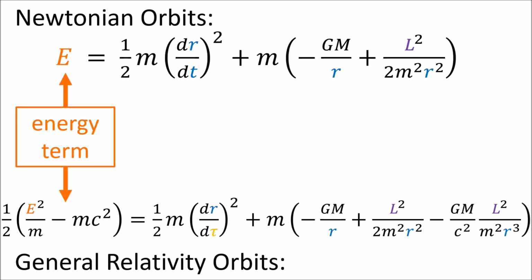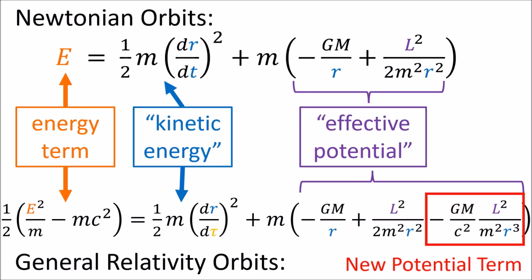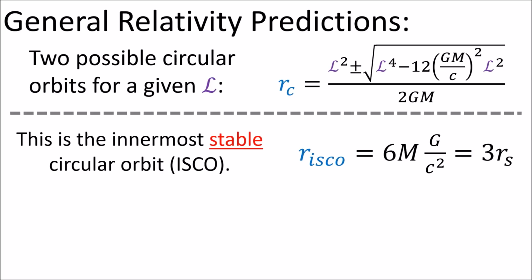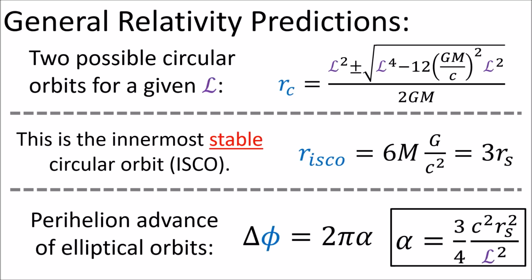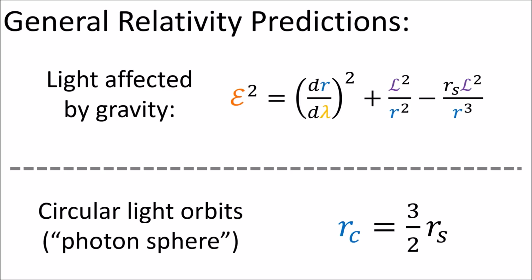The main difference between Newtonian gravity and general relativity is this 1 over r cubed potential term. This term is negligible at large values of r, but causes non-Newtonian effects for small values of r, such as the existence of an extracircular orbit, a minimum innermost circular orbit, and the perihelion shift of elliptical orbits. General relativity also predicts that light rays will bend in the presence of mass, and can even orbit the mass along the photon sphere at a radius of 1.5 Schwarzschild radii.